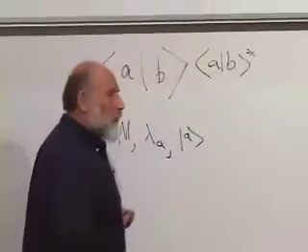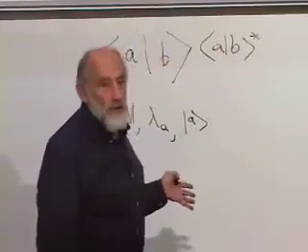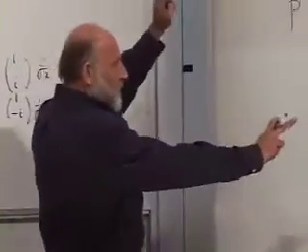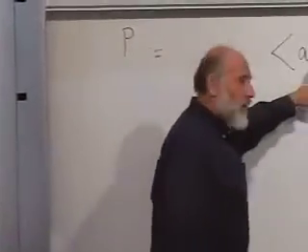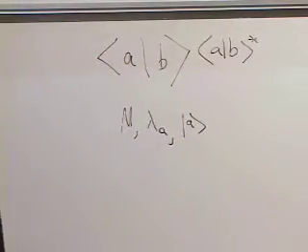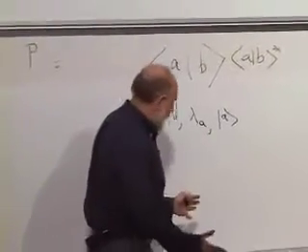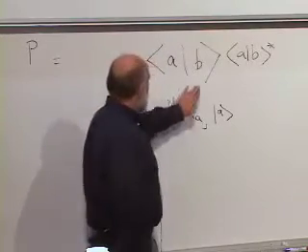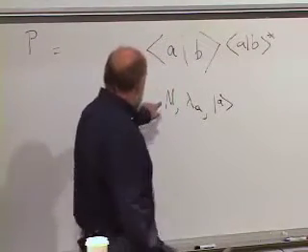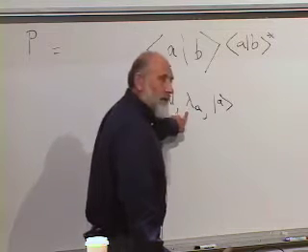If A and B are normalized, it's an easy theorem to prove that this is less than or equal to 1. If A and B are unit length, then the inner product between them has a magnitude less than or equal to 1. So this number is always less than or equal to 1, and it is the probability. It's the probability that if you start with a system prepared in an arbitrary state A, and you measure the measurable quantity M, you get lambda A.